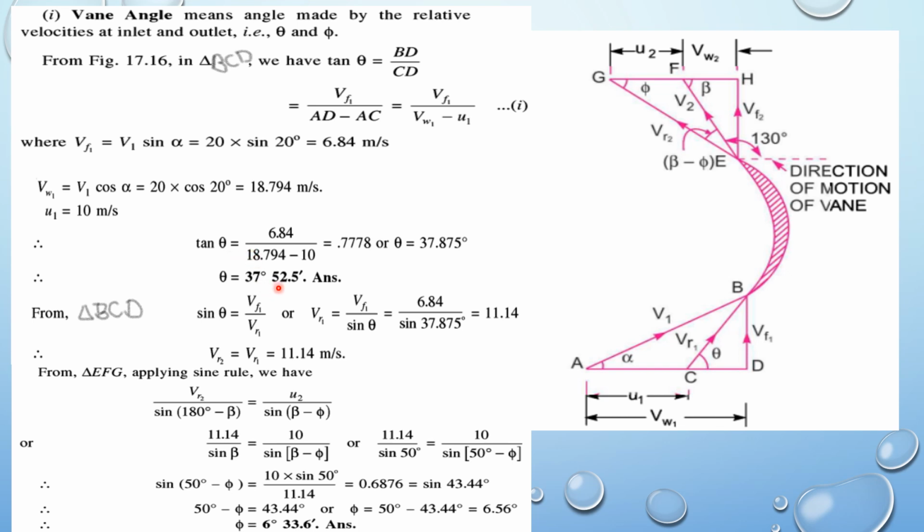Now once theta is obtained, again refer to the triangle BCD on the inlet side. This is inlet side. This is outlet side. So again sin theta is equal to Vf1 by Vr1, or to get the relative velocity Vr1, Vf1 by sin theta, you can get the Vr1. But because there is no shock or no energy loss, Vr1 is equal to Vr2. Vr1 and Vr2 are the relative velocities. And again, applying sine rule, you can easily find out the value of phi here. You can see the steps.